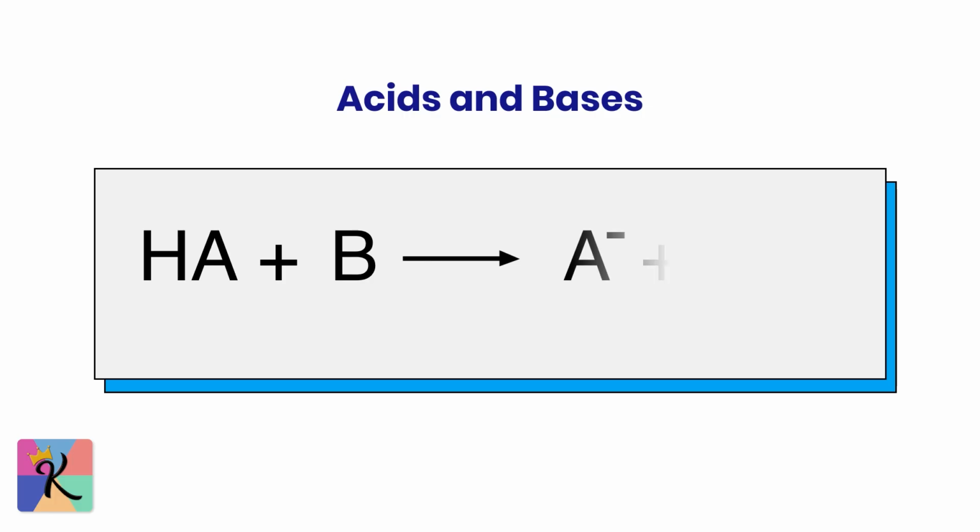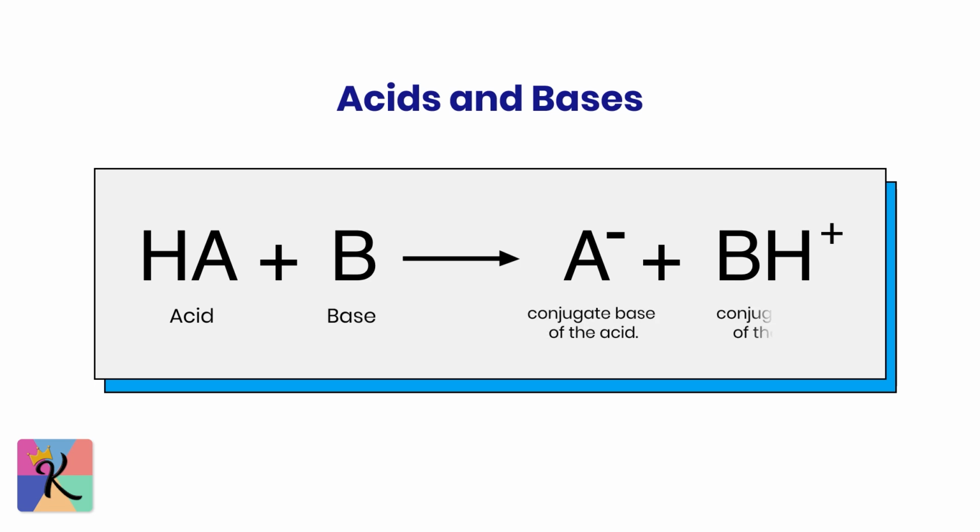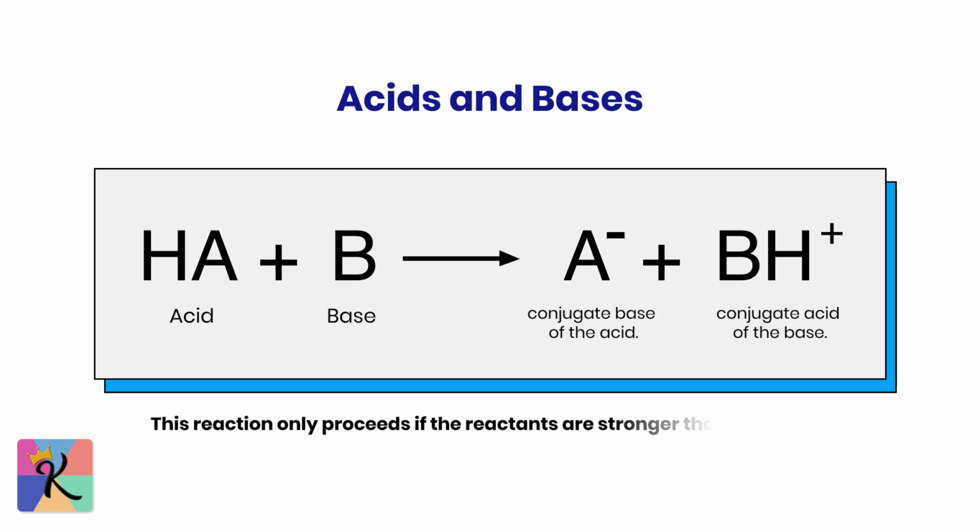Let's get started. In an acid-base reaction, an acid and a base react together to form a conjugate base and a conjugate acid. This reaction only proceeds if the reactants are stronger or more reactive than the products formed. Essentially, the reaction moves towards the formation of weaker acids and bases.